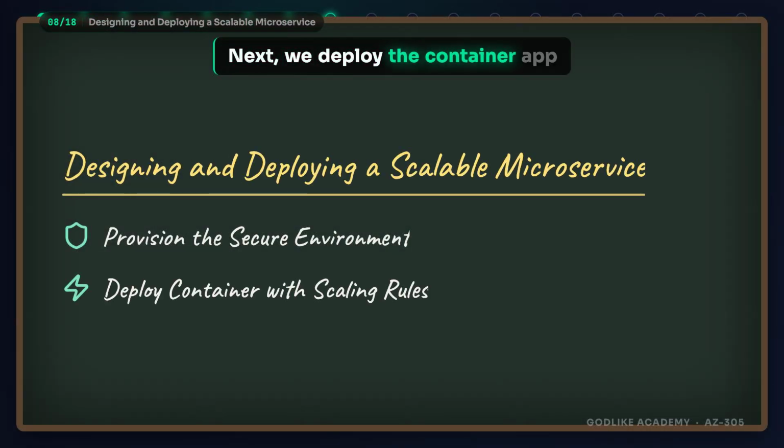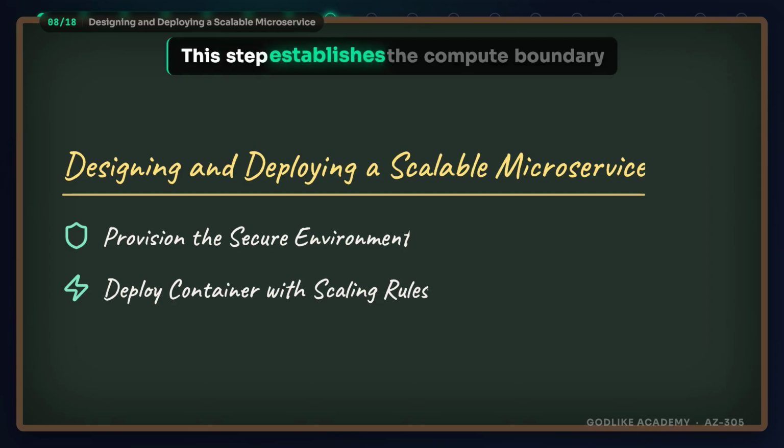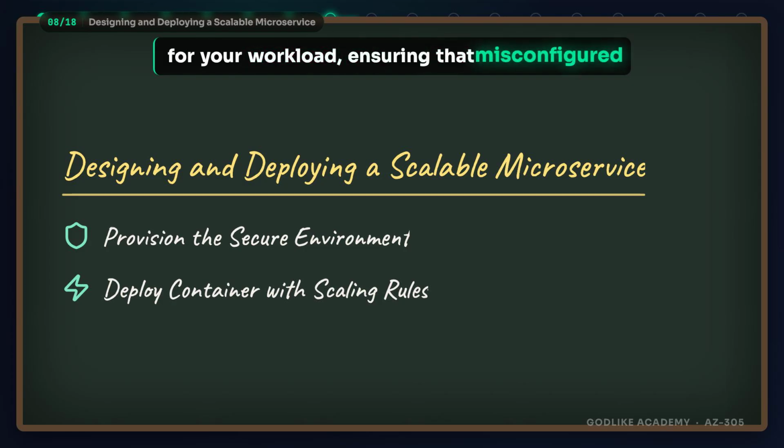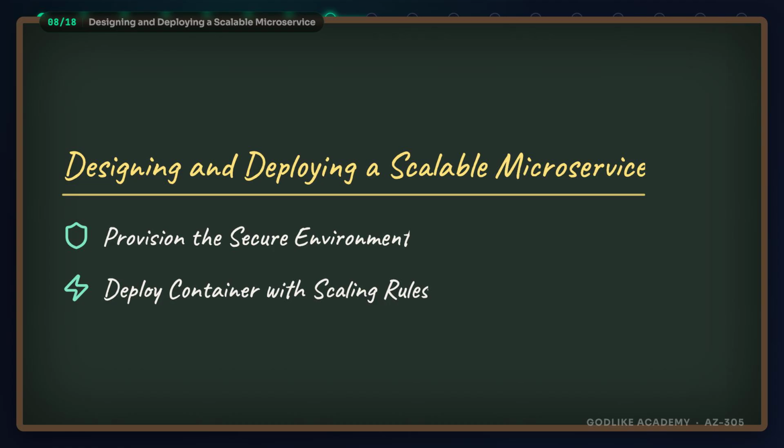Next, we deploy the container app itself by defining the exact container image and setting precise scaling rules based on HTTP concurrency. You will configure the minimum replica count to prevent cold start latency during traffic spikes. This step establishes the compute boundary for your workload, ensuring that misconfigured thresholds do not trigger aggressive scale-out events that exhaust your subscription limits or cause sudden billing surprises.